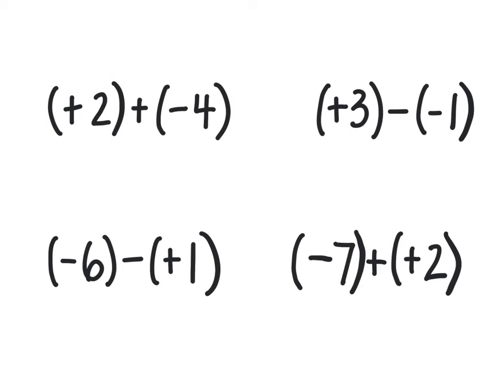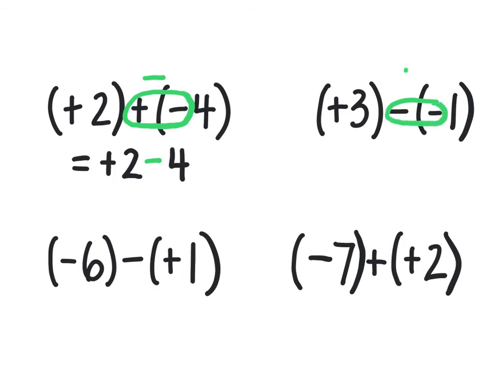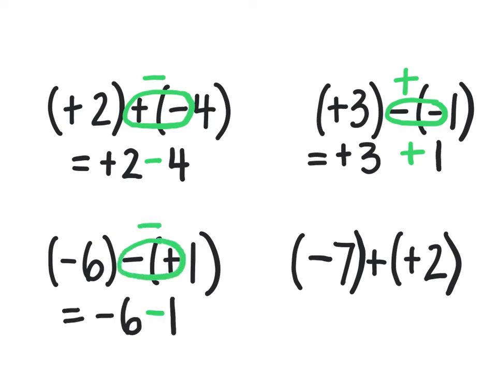So here are 4 questions. Let's look at how the double signs would simplify in each case. In this case, a positive and a negative would simplify to be a negative. A negative and a negative in this case would simplify to be a positive. A negative and a positive would simplify to be a negative. And a positive and a positive will simplify to be a positive.